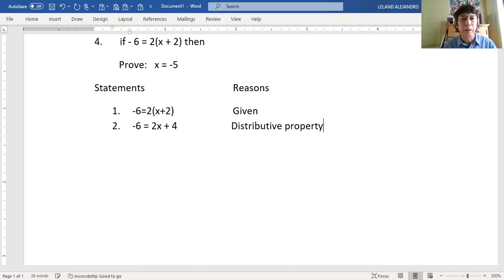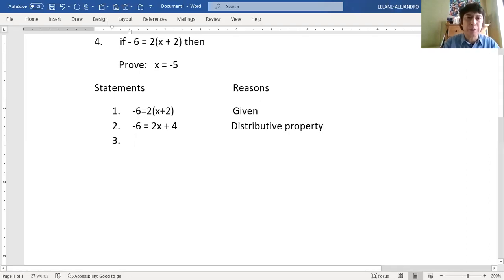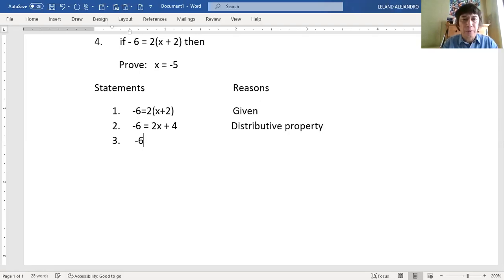There. And then we shall isolate the term with the x, and therefore we shall eliminate the 4 at the right side by way of subtraction. So we have negative 6, we subtract 4, and then we have 2x plus 4, we subtract 4. And the reason is subtraction property. There. So negative 6 and negative 4 is a negative 10, giving us the left side, and the right side is just 2x. And this is by way of combining like terms.